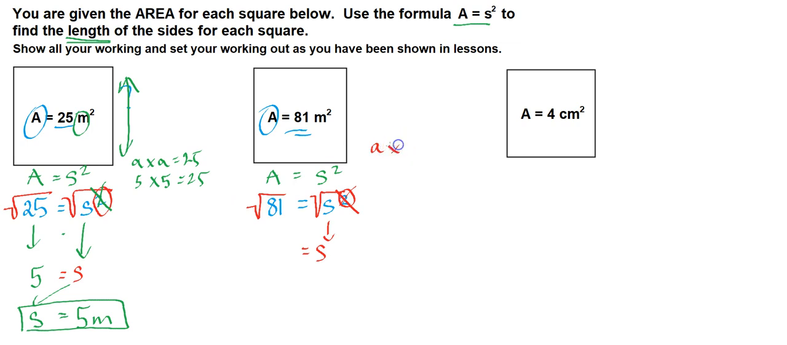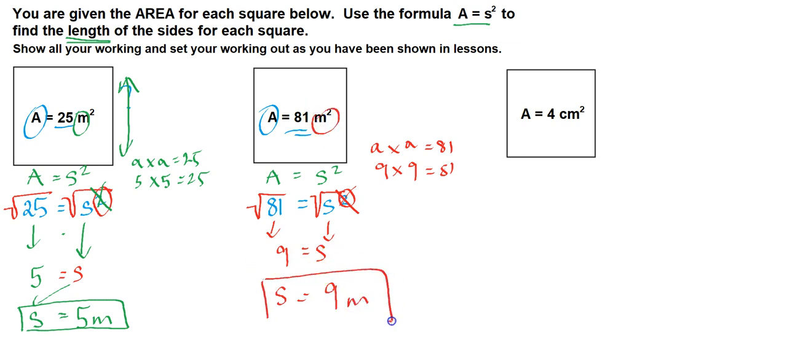Again, what times what, the same number, is going to equal 81? Again, you can use your calculator, but I know through my times tables that it's 9 times 9 equals 81. Therefore, the square root of 81 is 9. And so the correct way to write that out is S equals 9. We're talking about meters, and that is the correct answer. So each side is worth 9 meters.